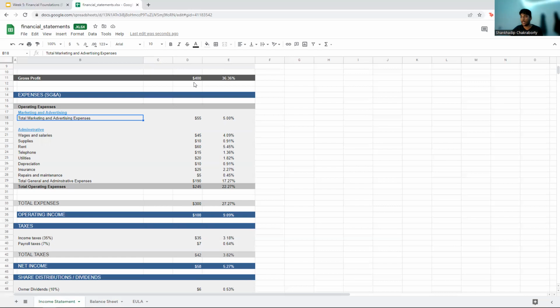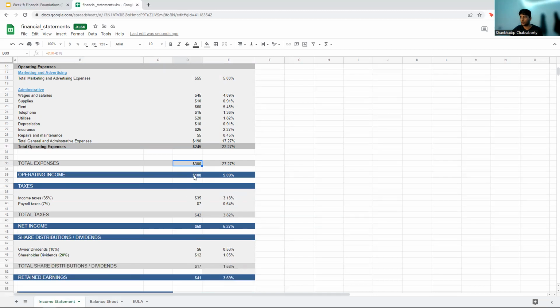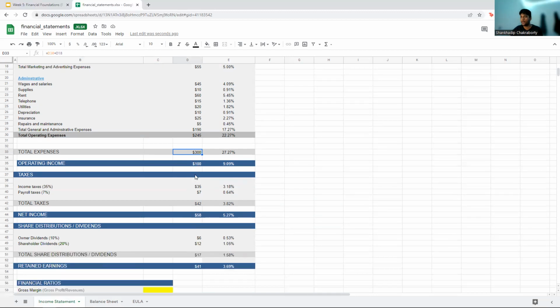You deduct that from gross profit, or sorry, not operating. That's operating. That's marketing and advertising. You add those up, you get total expenses. 400 minus 300, 100 for your operating income.